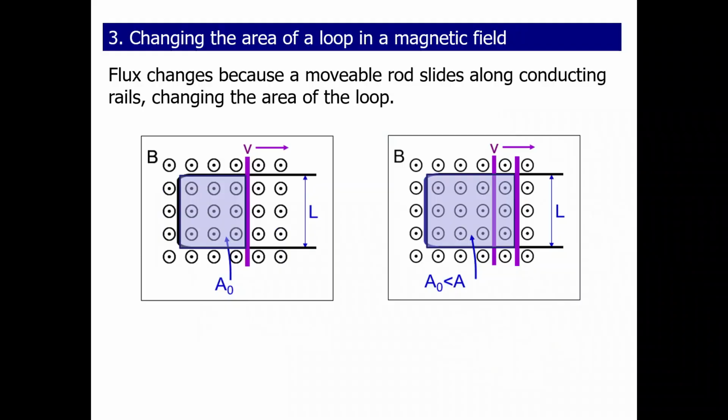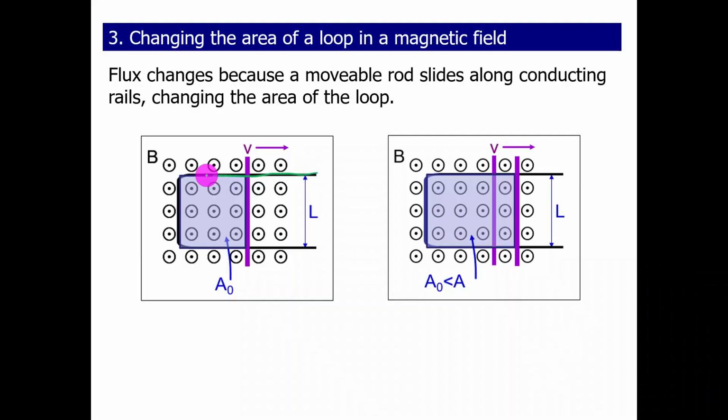So the next one is changing the area of a loop. It's kind of hard to stretch metal. So I kind of said, oh, well, what if you have a slinky or something like that, and you can stretch it out? Because it would be like a coil, right? You can make your coil bigger and smaller. That's really hard to do. So instead, what we tend to do is this is called a slide wire generator.